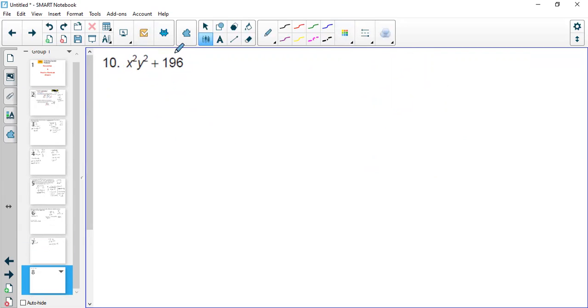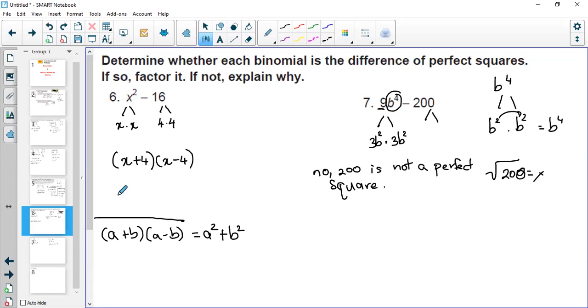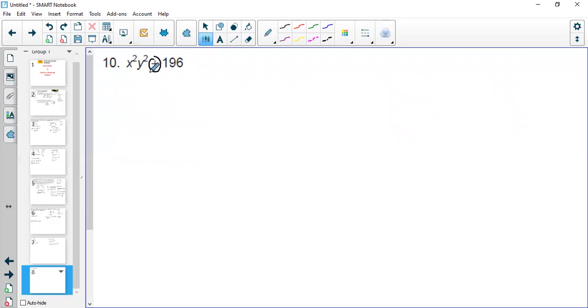Okay, how about this question? x squared y squared plus 196. Do you think this is a difference of perfect squares? First of all, this is positive, there's a plus sign. It's not a minus one. That's why I have been repeatedly telling you to check for the sign here, because they are asking about the difference of perfect squares. So first of all, this is a plus, which means we cannot factorize this as a difference of perfect squares. So just say no.